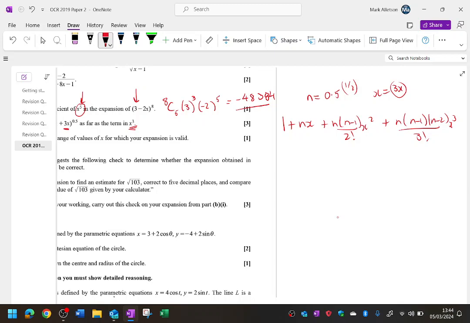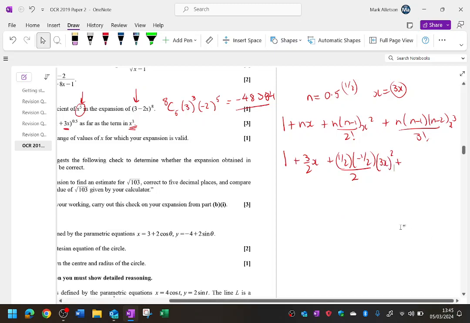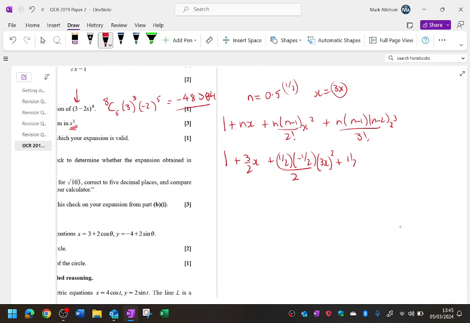Right, so we're just going to substitute them in. So 1 plus a half times 3x, which I'm going to write as 3/2 x, plus a half times n minus 1, or a half take 1 is minus a half, all over 2 factorial, which is 2, times (3x) squared. And for the last one, it's going to be a half times minus a half, taking away another one, so minus 3/2, all over 3 factorial, which is 3 times 2 times 1, which is 6, times (3x) cubed.